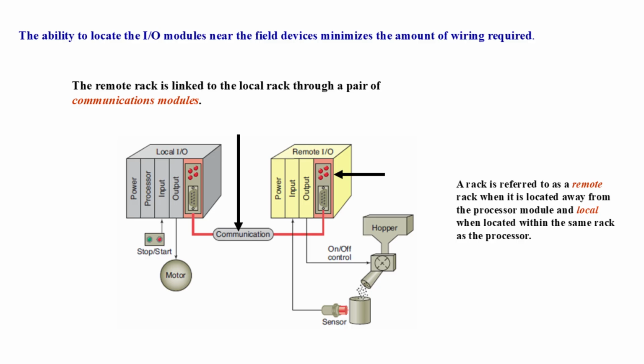We use the terms local rack when the I/O is in the same chassis as the processor, and remote rack when the I/O is physically located away from the processor. The key takeaway here is that remote I/O greatly improves efficiency in large facilities by minimizing long runs of wiring and keeping the processor centrally located while the I/O is distributed near the equipment.